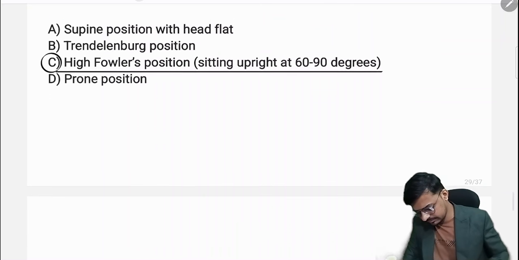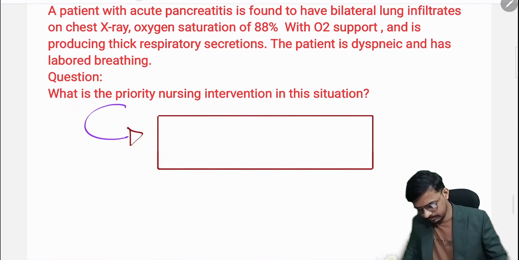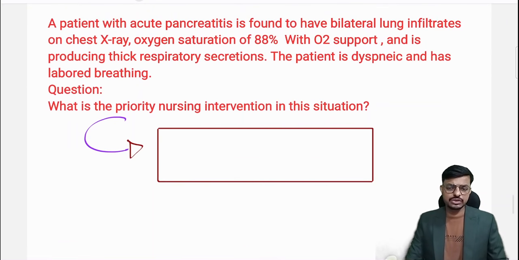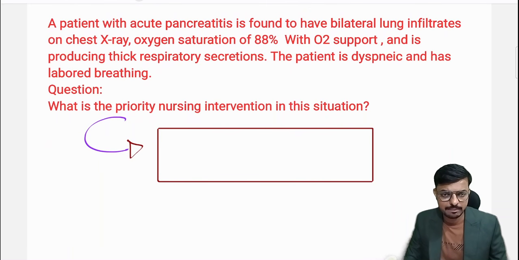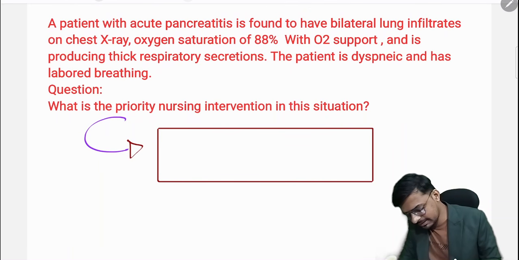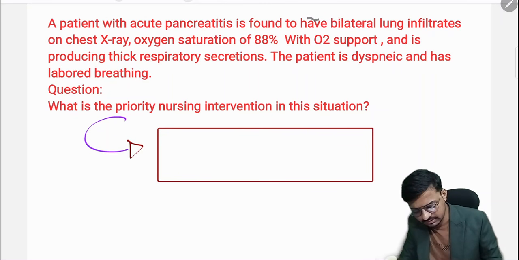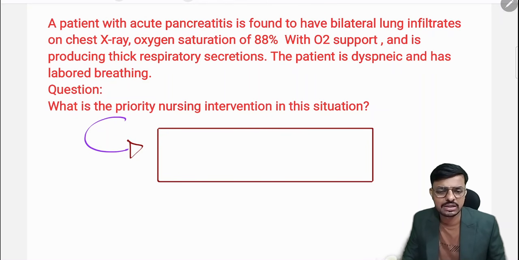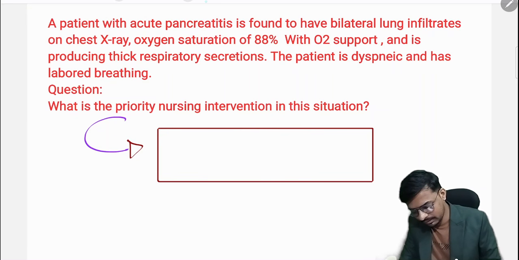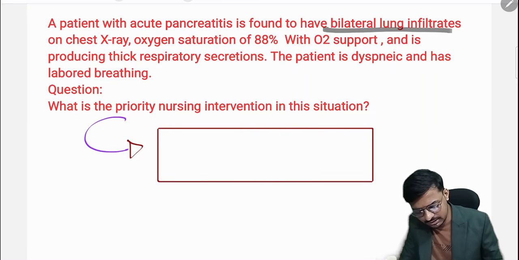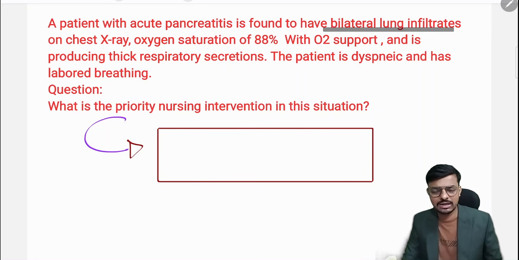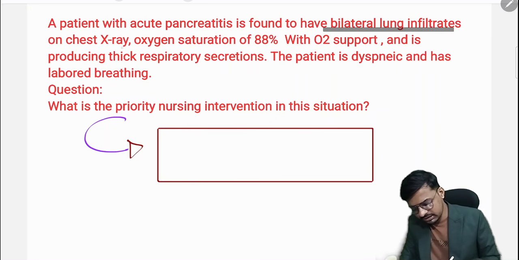So the next is here. A patient with acute pancreatitis is found to have bilateral lung infiltration. Think of the case of ARDS, the acute respiratory distress syndrome in adults. Okay, ARDS, that is non-cardiogenic pulmonary edema. We have discussed it in the class. Do you people remember the bilateral infiltration of the lung? Yes, bilateral infiltration of the lung, or the whiteout lung, or the wet lung. We have discussed it on chest X-ray.